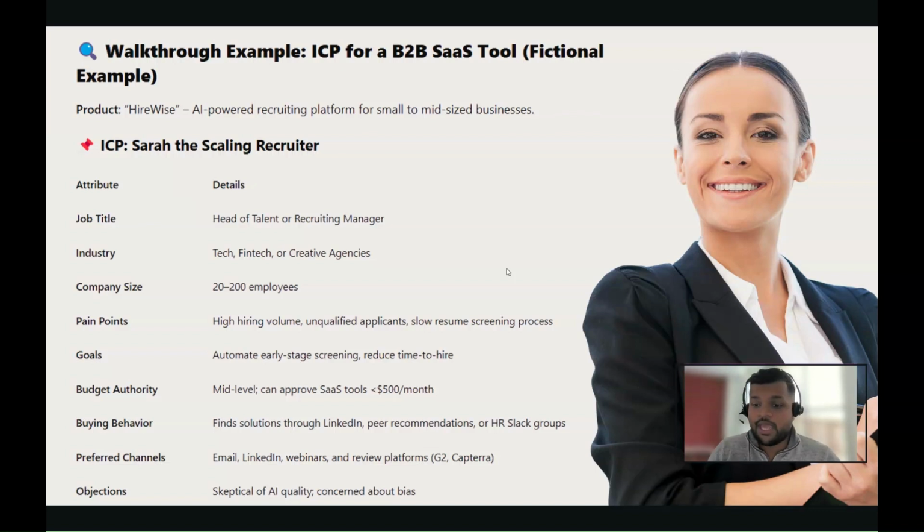So you are talking to the customer's goal of how HireWise is going to reduce the time to hire by, let's say, X percent, 80%, 90%, or whatever is the realistic one.